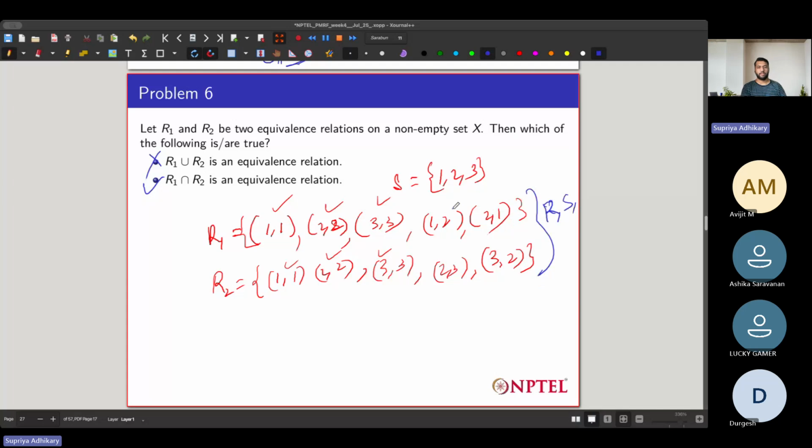Now for transitivity, as you can see, (1,2) belongs to this relation, (2,1) also belongs to this relation, then (1,1) should also be in the relation. And that is true, because the relation is already reflexive. And similarly, (2,3) is in the relation, (3,2) is in the relation, so (2,2) should also be in the relation. So that is also true for R2. So both of them are reflexive, symmetric, and transitive. Okay, so these two are equivalence relations.